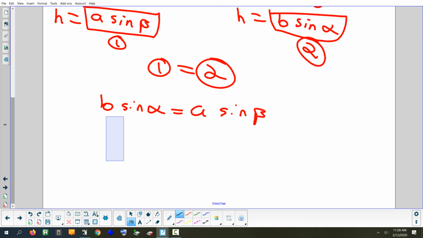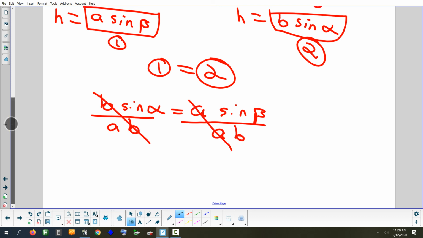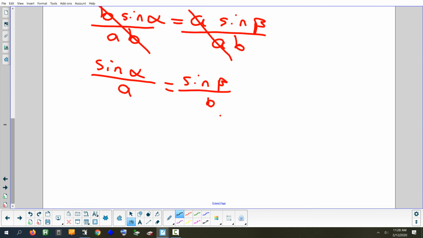Now, what I want to do is put the B over with the beta and put the A over with the alpha. So to do that, what could I divide both sides by? AB. Divide by AB. B's are gone. A's are gone. Now, we're left with this. Sine of alpha over A equals sine beta over B. And that's pretty much the law of sines, the first two parts.